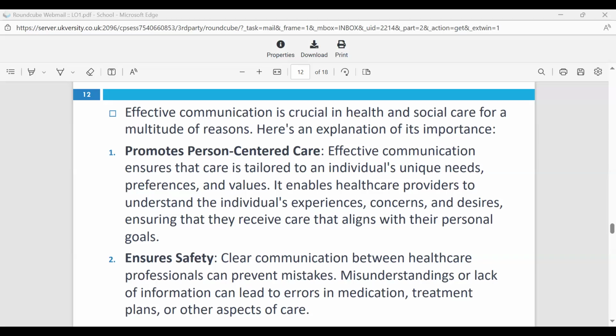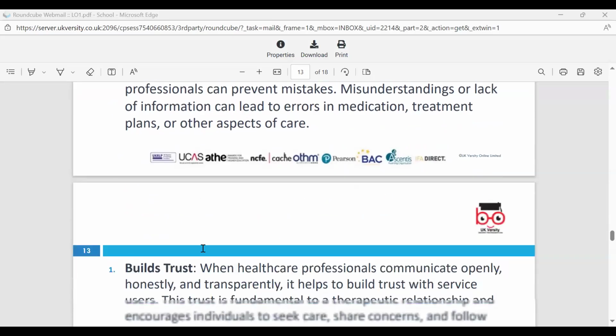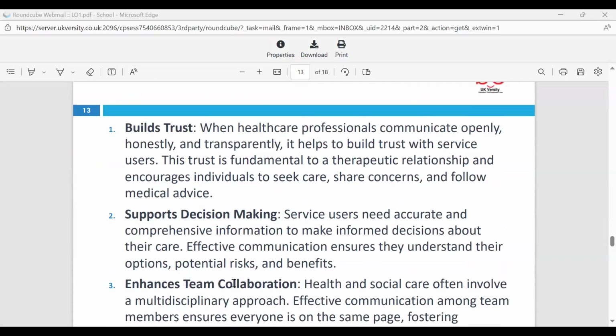Ensuring safety, making sure that patients are safe. There are no mistakes made, no miscommunication about any sort of medication. They're able to understand, they know, and they can identify any sort of errors around medication. It also builds trust, working together, making sure you build this trust between individuals.